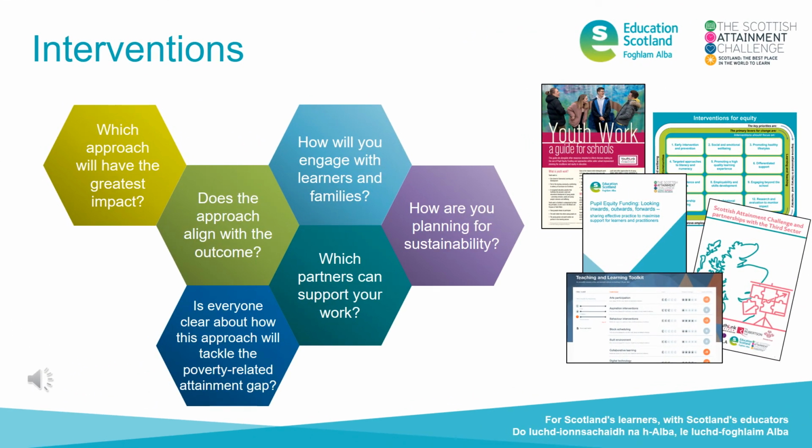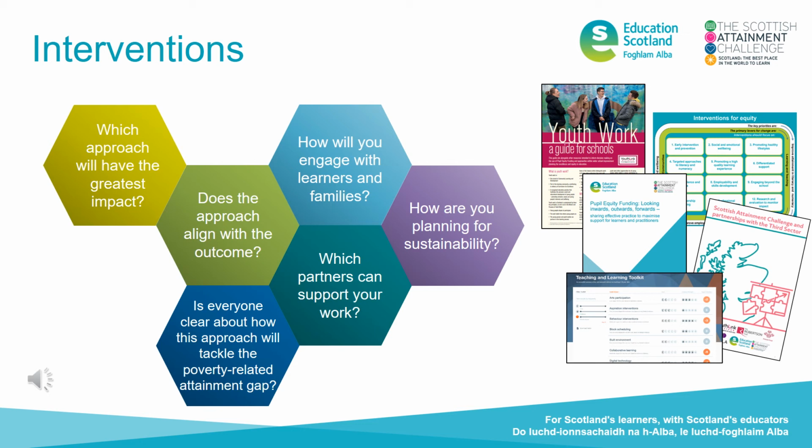When considering interventions, it can be helpful to think of them under the themes of leadership, learning and teaching, and families and communities. Leadership interventions focus on school culture and ethos to develop practice that better supports equity and increases the focus on tackling the poverty-related attainment gap. Learning and teaching interventions include direct support to accelerate progress. And families and communities would include direct work with families, for example, to increase parental skills and confidence in supporting homework.